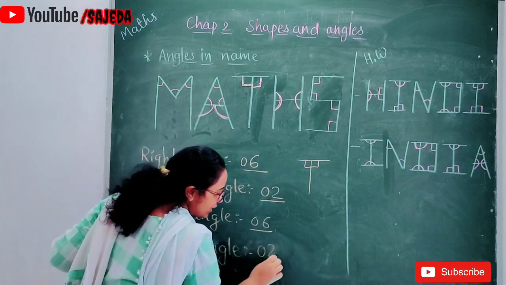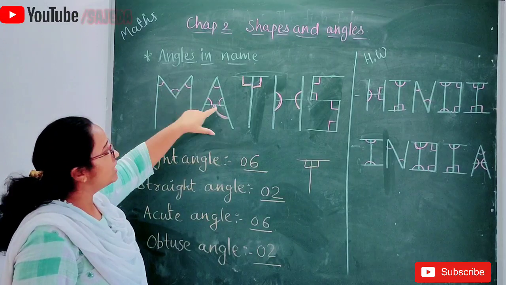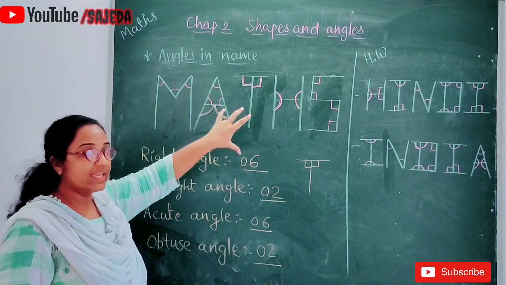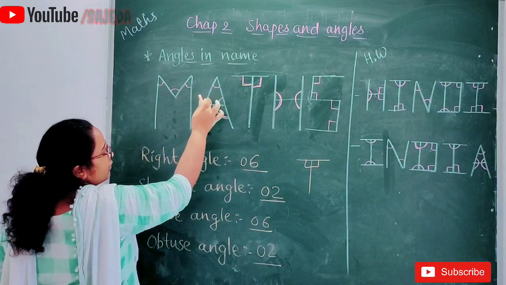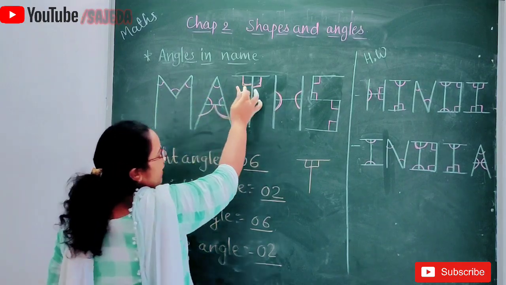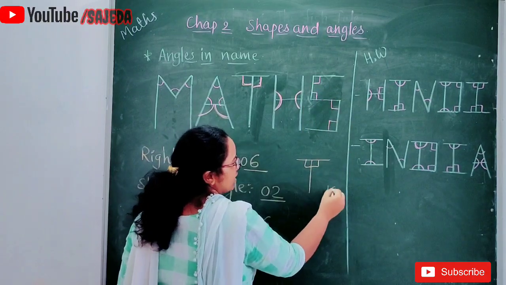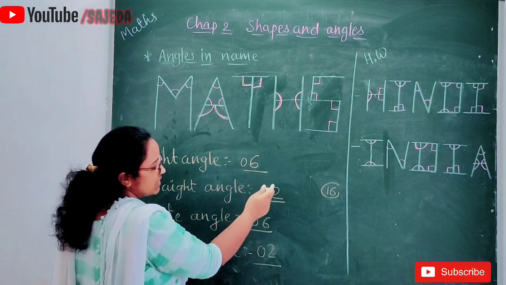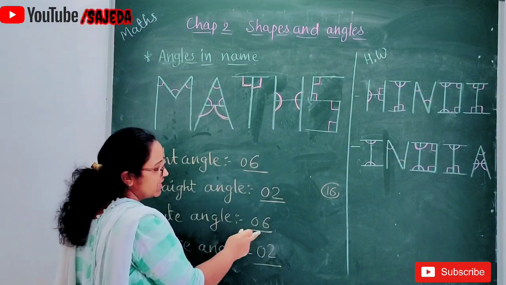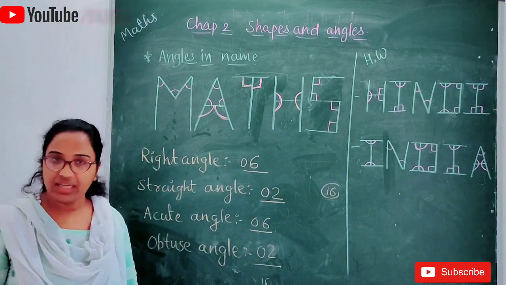If you want to check whether your answer is correct or not, you have to just count all the angles given in the name. So let's count 1, 2, 3, 4, 5, 6, 7, 8, 9, 10, 11, 12, 13, 14, 15, 16. Now add all these angles. 6 plus 2, 8 plus 6, 14 plus 2, 16. That means our answer is correct.